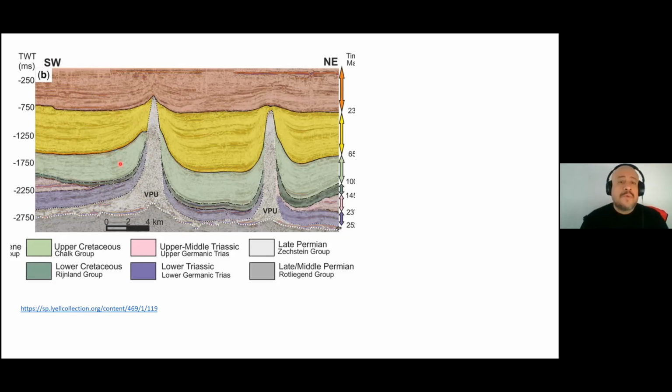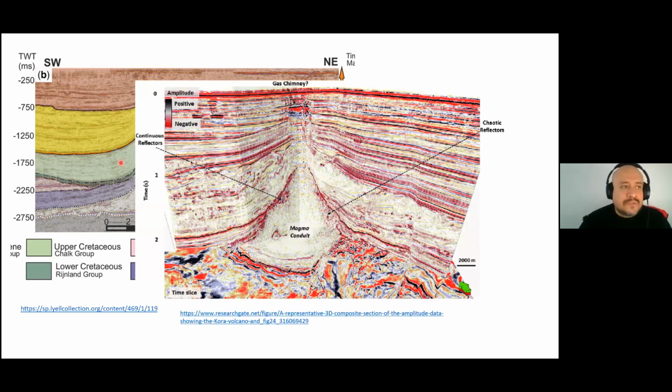Also, we can see ancient volcanoes. In this case, this is an old magma chamber, and you see how the reflections are showing us that something was happening here, okay? And remember that if this was hot for a long period of time, it's going to break everything in here.